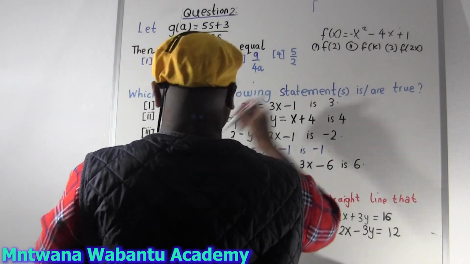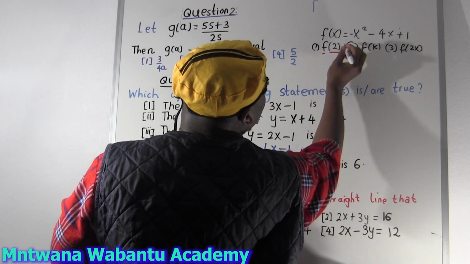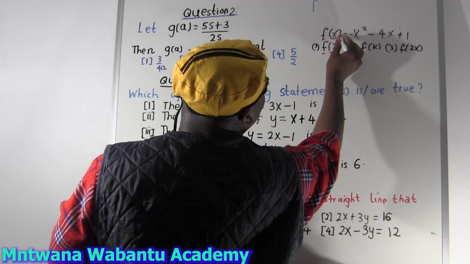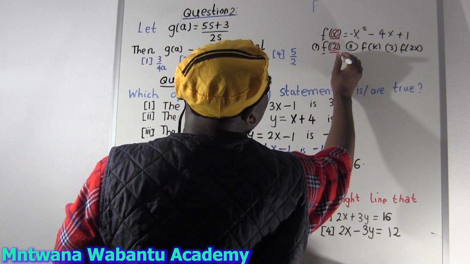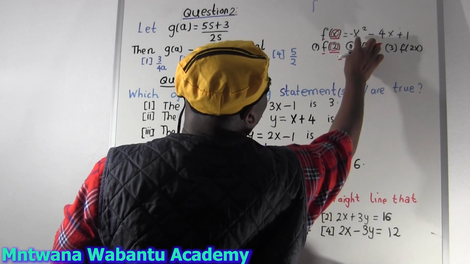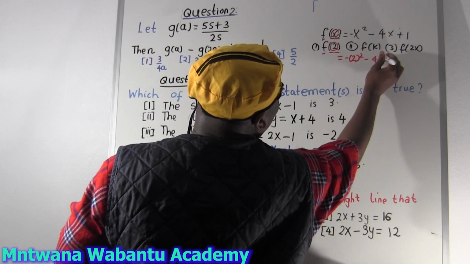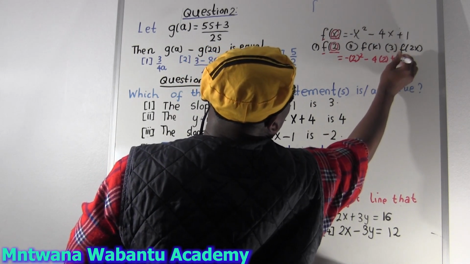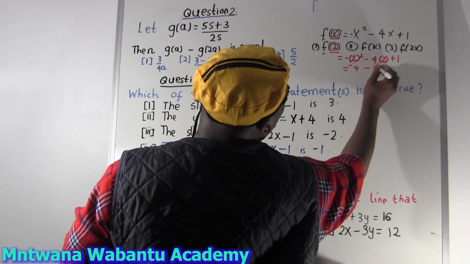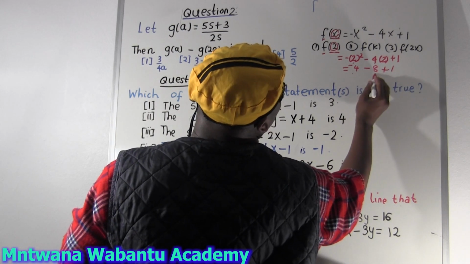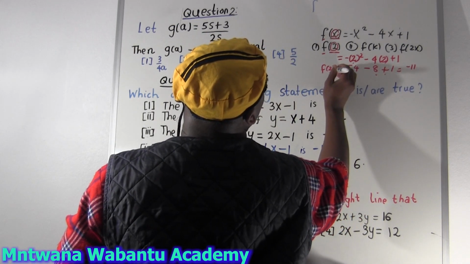So what we're going to do, look here. They want to find f of 2. So come here, f of x. In the position of x, we're going to replace with this 2. So this expression is going to become, so we have a negative 2 squared minus 4, whenever there's an x, we replace by 2, plus 1. So 2 squared equals 4, but we have a negative, and then minus 4 times 2 gives us 8, plus 1. Negative 4 minus 8, negative 12 plus 1 equals negative 11. So f of 2 equals negative 11.